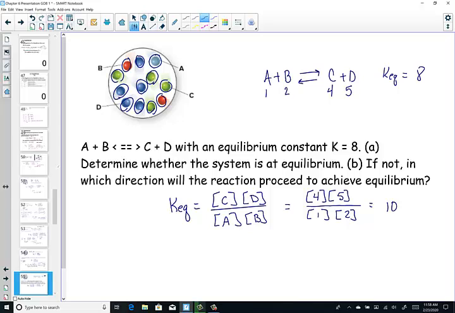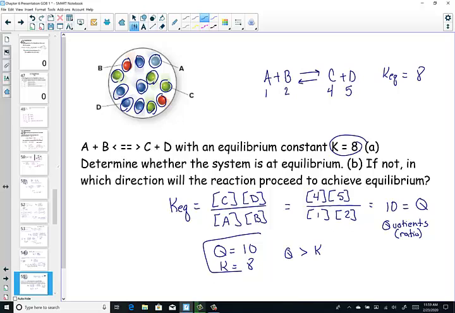I'm going to call this the quotient. Q is going to stand for quotient. Just a quotient is a divide by, right? It's a ratio. And that ratio gave us product over reactants. Compare if Q is 10 and the equilibrium constant is 8, Q is too big. Right? So I'm not at equilibrium. These are not the same number. But I have Q too big.